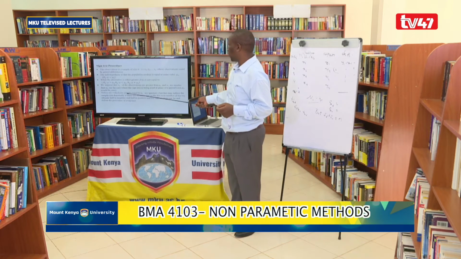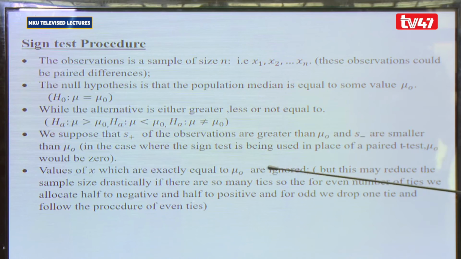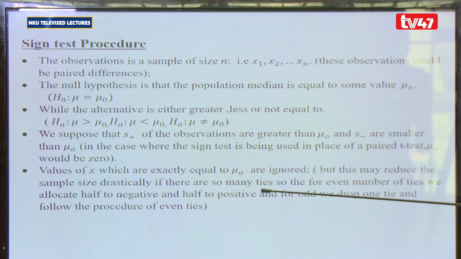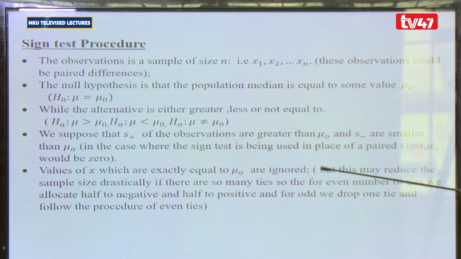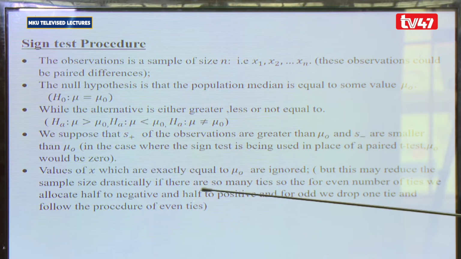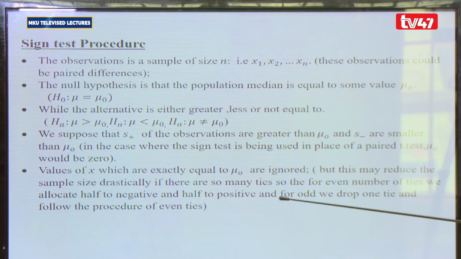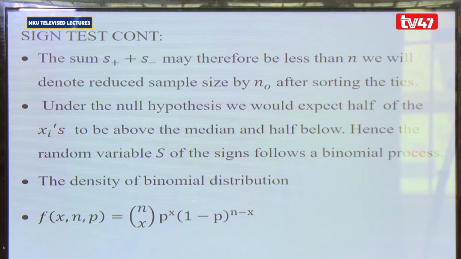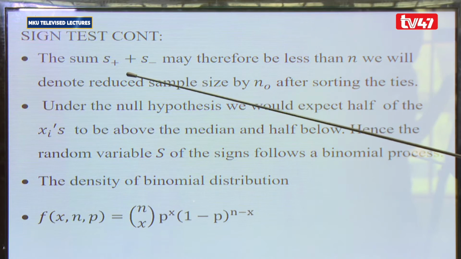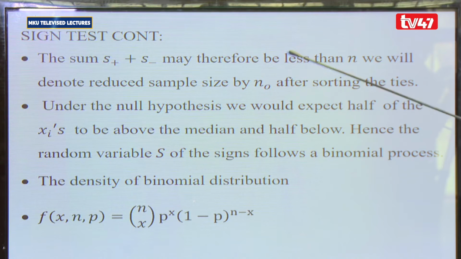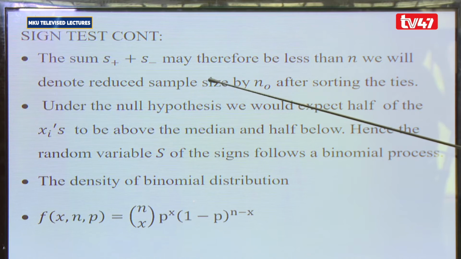Values of x which are exactly equal to mu are ignored, but this may reduce the sample size drastically. So we have indicated that for even number of ties, we allocate half to negative and half to positive, and for odd, we drop 1 and follow the procedure of the even ties. The sum of S plus and S minus may therefore be less than n due to dropping the ties, and therefore we will denote it by a reduced sample size n naught after sorting the ties.